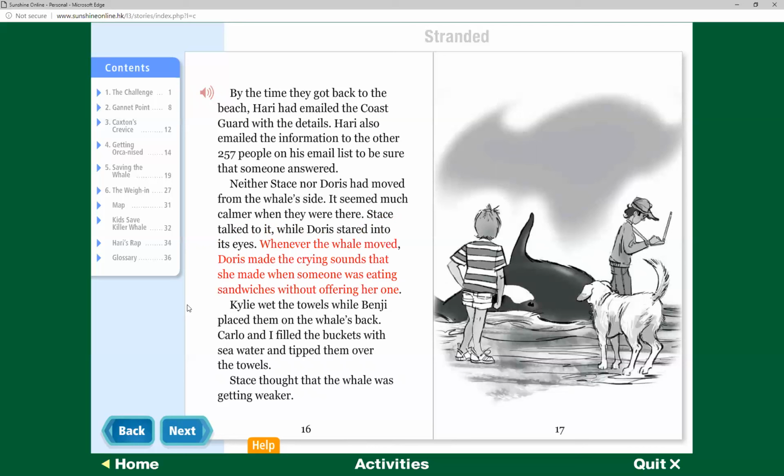Whenever the whale moved, Doris made the crying sounds that she made when someone was eating sandwiches without offering her one. Kylie wet the towels while Benji placed them on the whale's back. Carlo and I filled the buckets with seawater and tipped them over the towels. Stace thought that the whale was getting weaker.